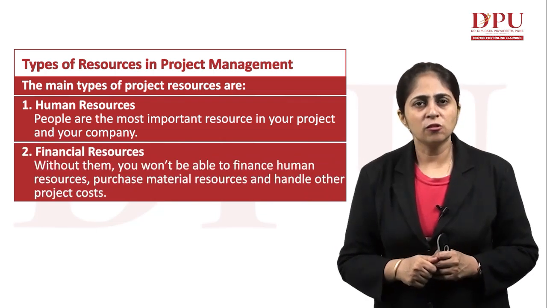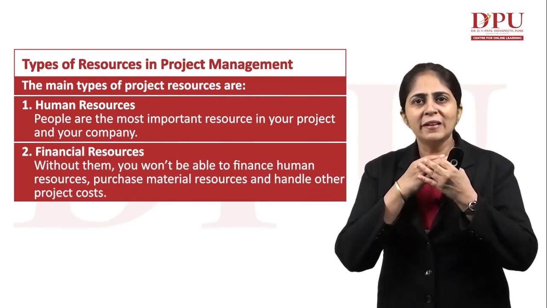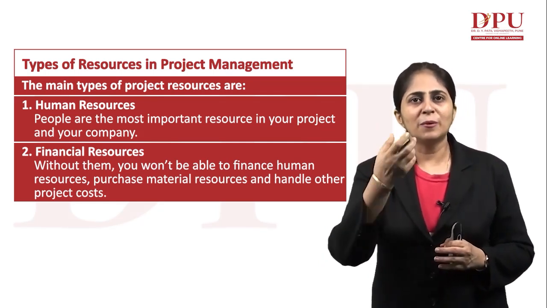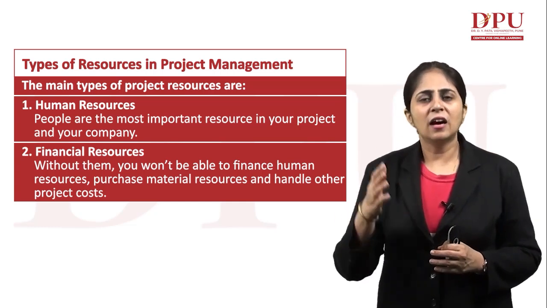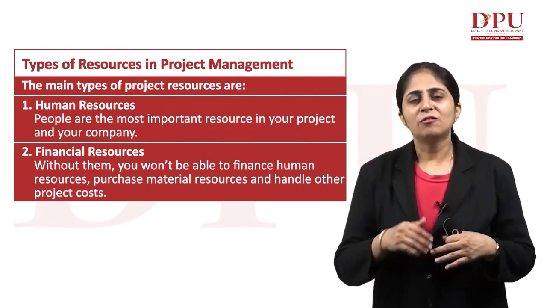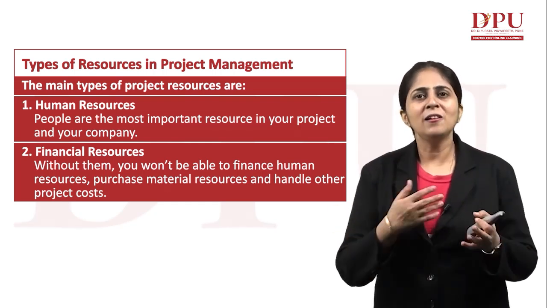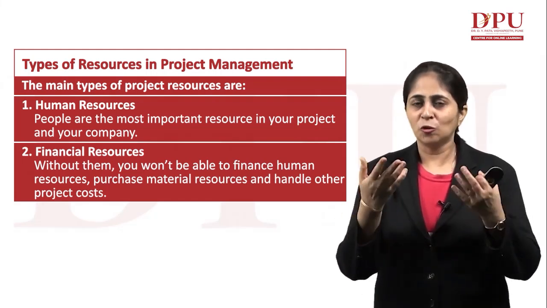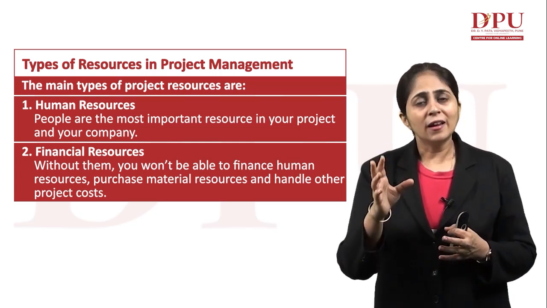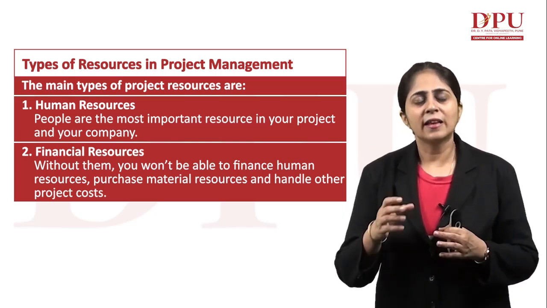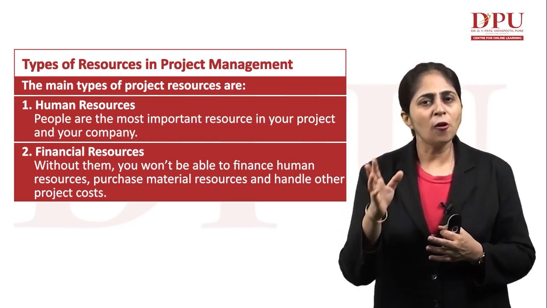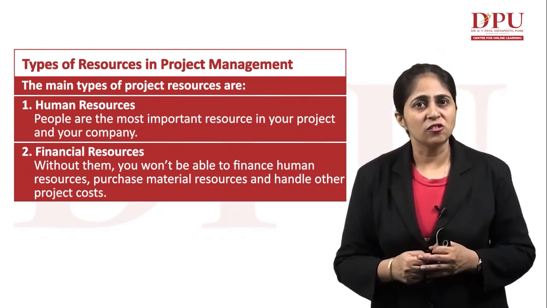Second is the financial resource. Without them, you won't be able to finance the human resources, won't be able to purchase the material resources and handle the other project costs. So financial resources are the second need. If you don't have money, you won't be able to finance your humans, because humans who are working on this project would be taking money from you. If you want to purchase any resources, like any tool, or implement some methodology, for all those things you require this financial resource.